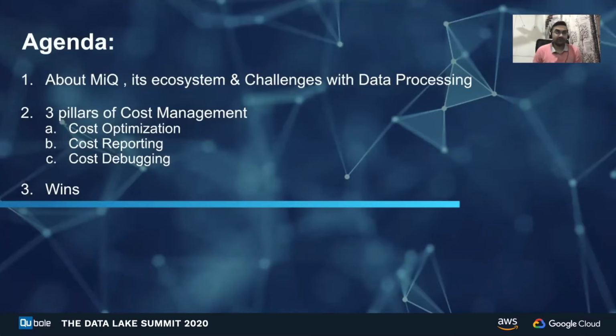Coming to the agenda, we'll cover an introduction to MiQ, what MiQ does, and what our expertise areas are. We'll talk about our data analytics ecosystem, how it looks, and some of the challenges in terms of our data processing suites and how over a period of time we have tried to fix some of those things. After that, Bitanshu will cover the three core pillars of cost management.